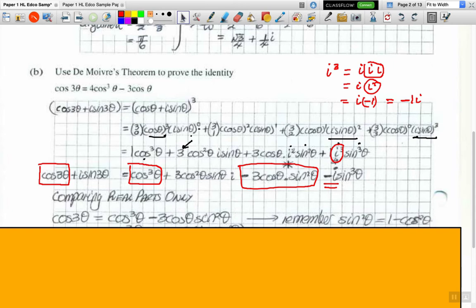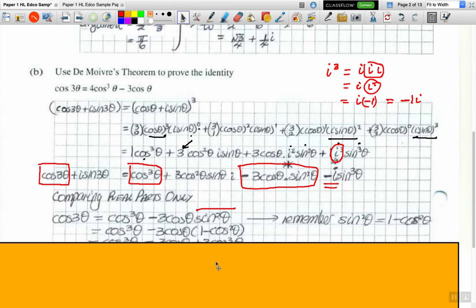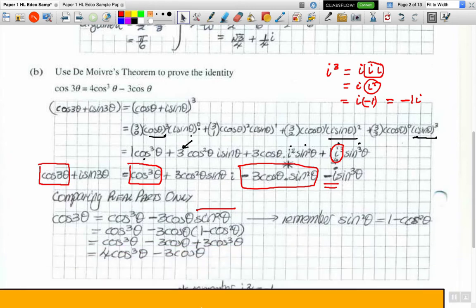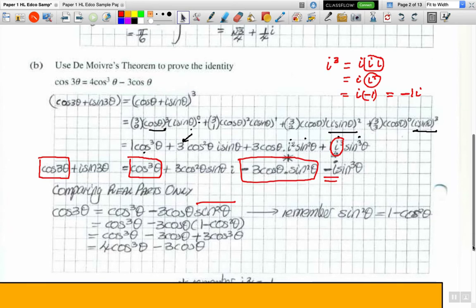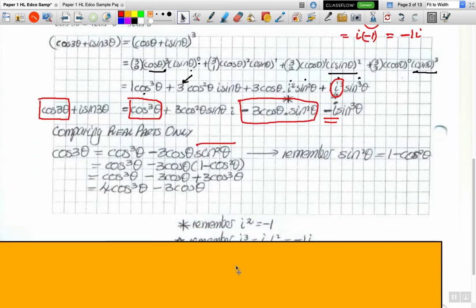Sine squared is 1 minus cos squared, so I'm going to replace the sine squared by 1 minus cos squared, which is what you're going to see on the next line below, and then we expand it, and then we eventually work out the problem. And that's the end of that part there.